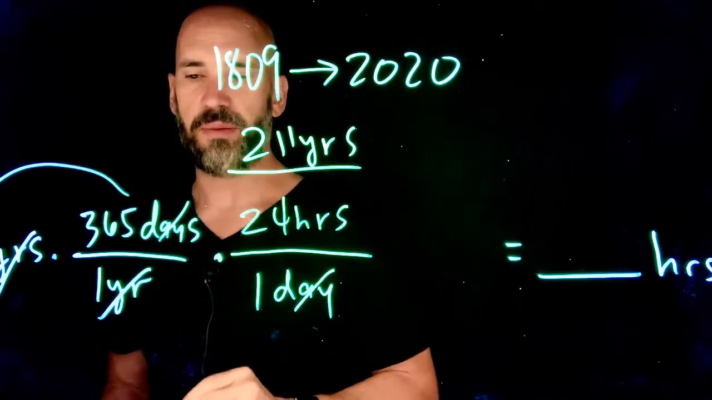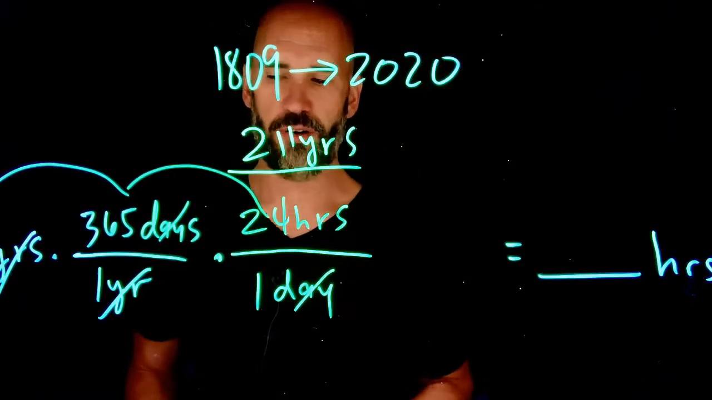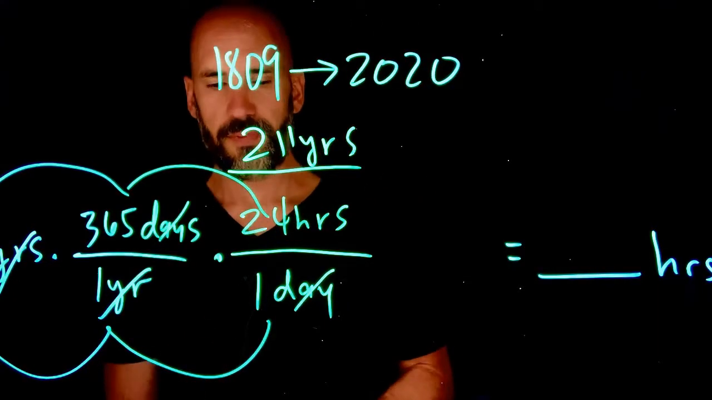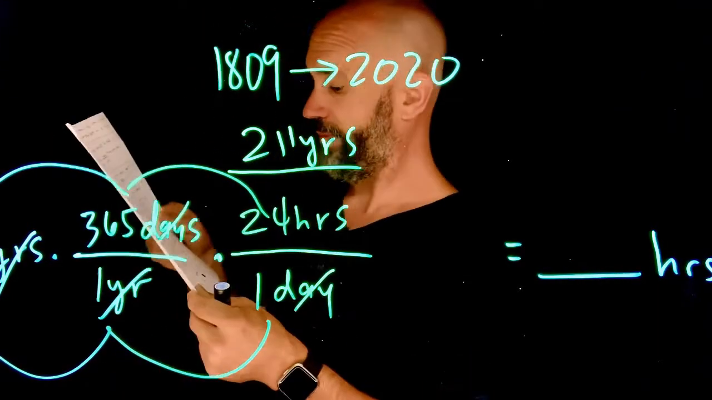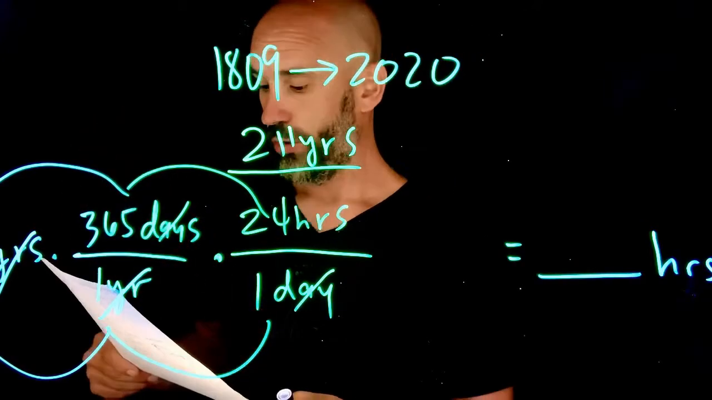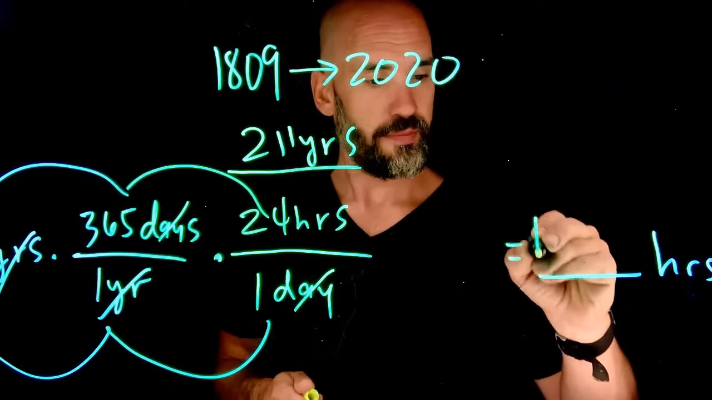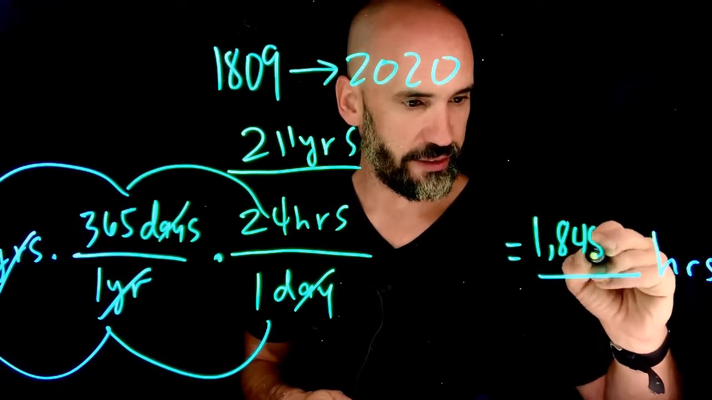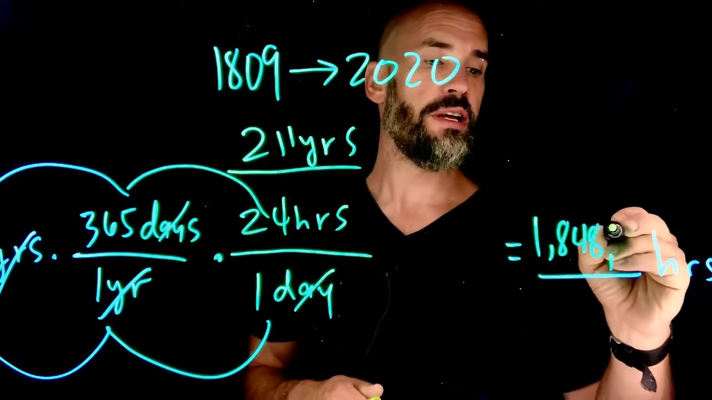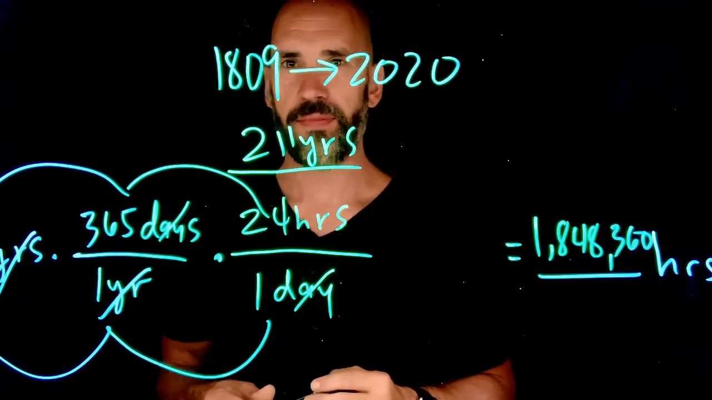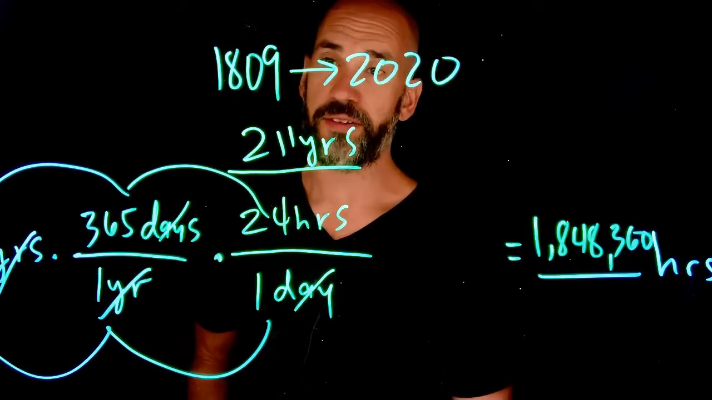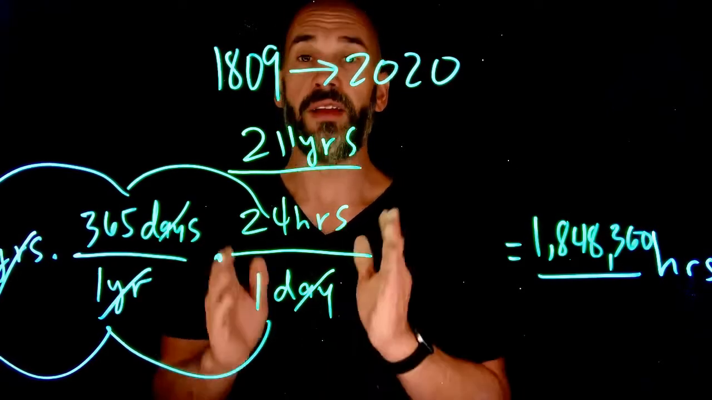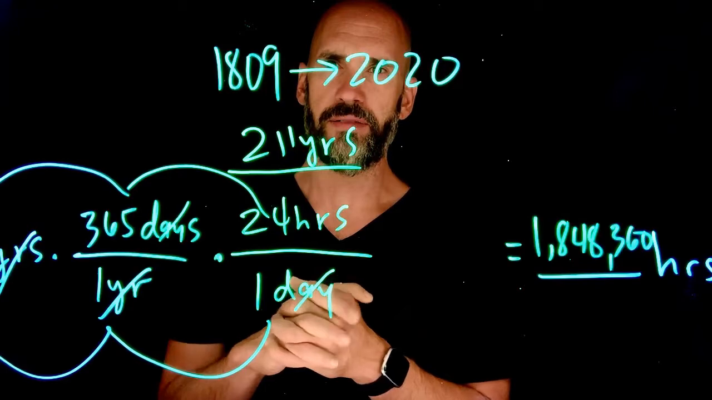211 years times 365 days times 24 hours, divided by 1, divided by 1. And you get an answer of 1,848,360 hours. Ladies and gentlemen, that is a very old turtle. It's a very wise turtle. And I would love to ask it some questions about the meaning of life.